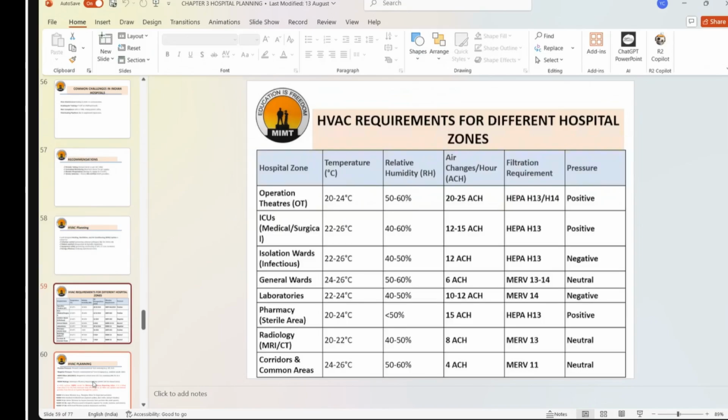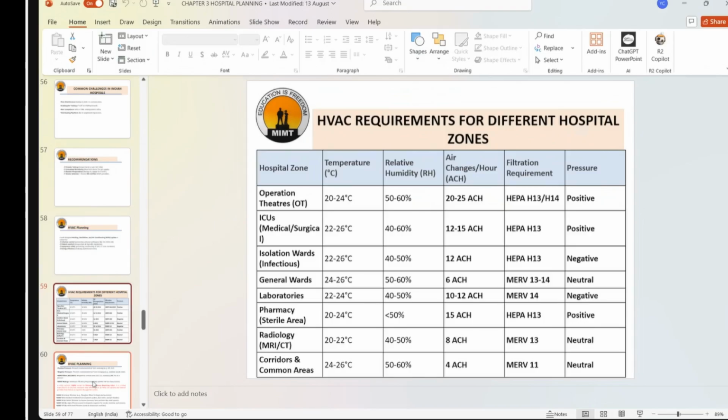So there are certain criteria which have been decided by various agencies, and one of the important agencies is NABH. They specify what the temperature, the relative humidity, the air changes per hour needed, the filtration requirement, and the pressure should be. Pressure is again a very important thing.